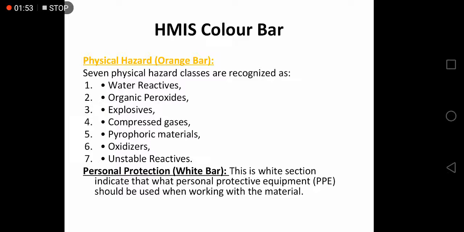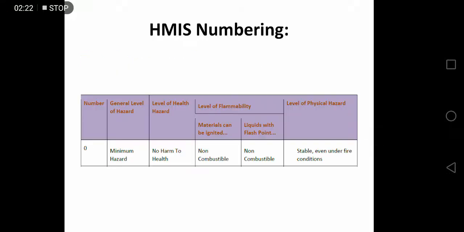Then the orange bar represents physical hazard, which is classified as water reactive, organic peroxide, explosive, compressed gas, pyrophoric materials, oxidizers, and unstable reactives. Then the white bar indicates the personal protective equipment that should be used when working with the particular material. The numbering system simply represents the level of hazard.